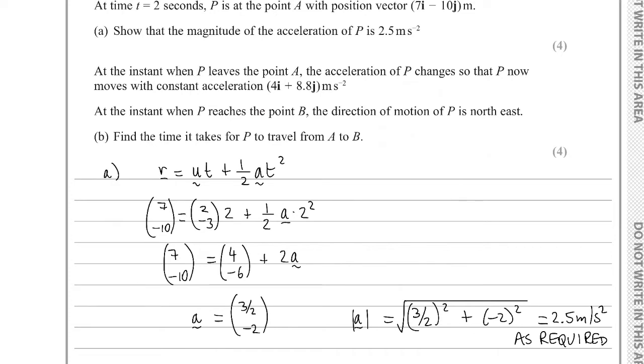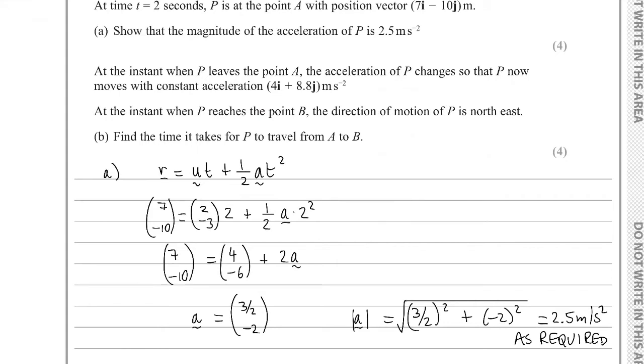Now in B, we're being told that the instant when P leaves point A, the acceleration of P changes so that P now moves with constant acceleration of 8.8. At the instant when P reaches the point B, the direction of motion of P is northeast. Find the time it takes for P to travel from A to B. So we can start by seeking to find the velocity at A.